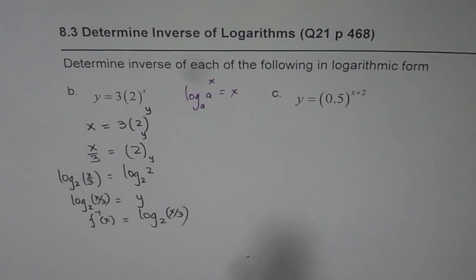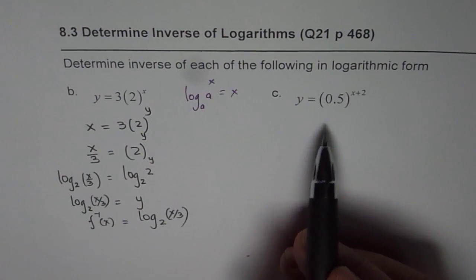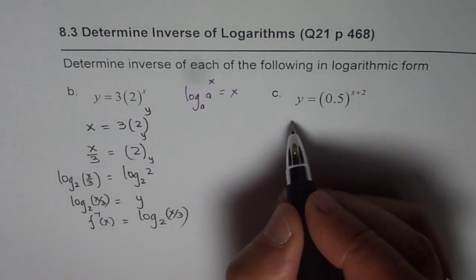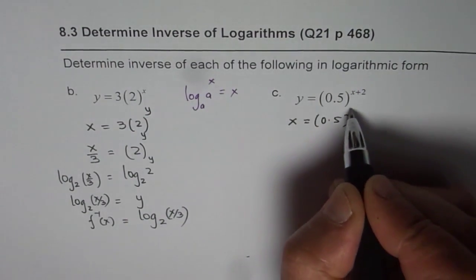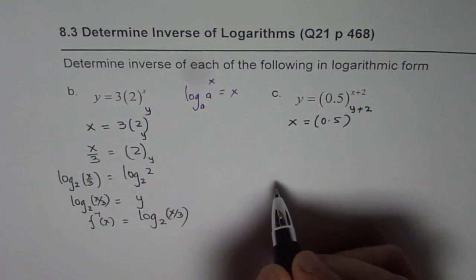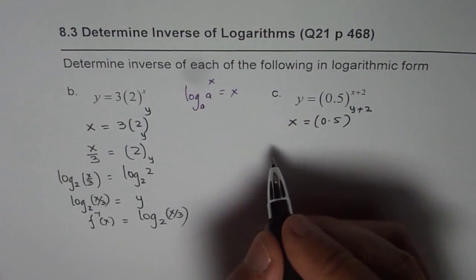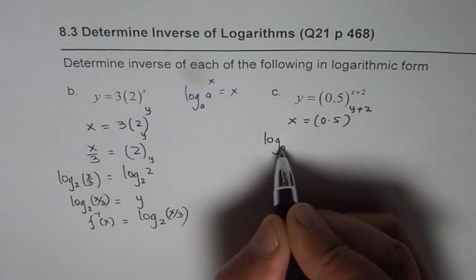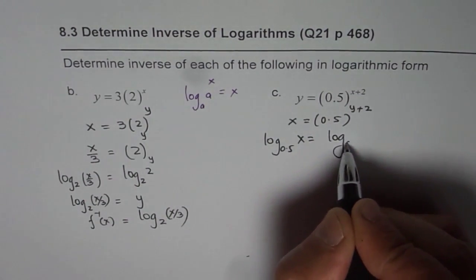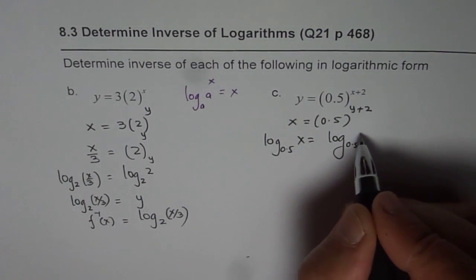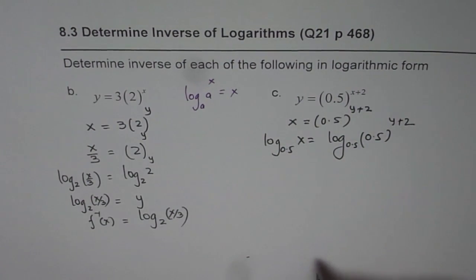So you can pause the video, do this one yourself, and then look into my solution. Well, here is the solution. First step, just swap. So we get x equals 0.5 to the power of y plus 2. Now we should take log, and the base should be 0.5. So log to the base 0.5 of x equals log to the base 0.5 of 0.5 to the power of y plus 2, correct?